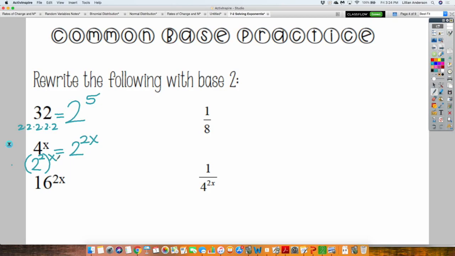What about 16? How do I rewrite 16? Think about it. How many times do I have to multiply 2 by to get 16? Say again. It's 4. So 16 can be written as 2 to the 4th power. Now there's already a 2x that's on the outside. So what am I going to do with that 4 and that 2x? So this is basically going to be 2 to the 8x. Okay?